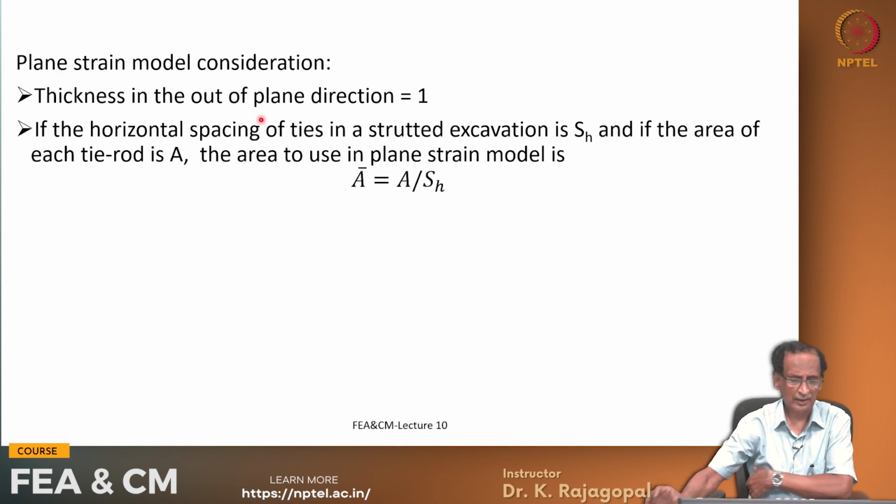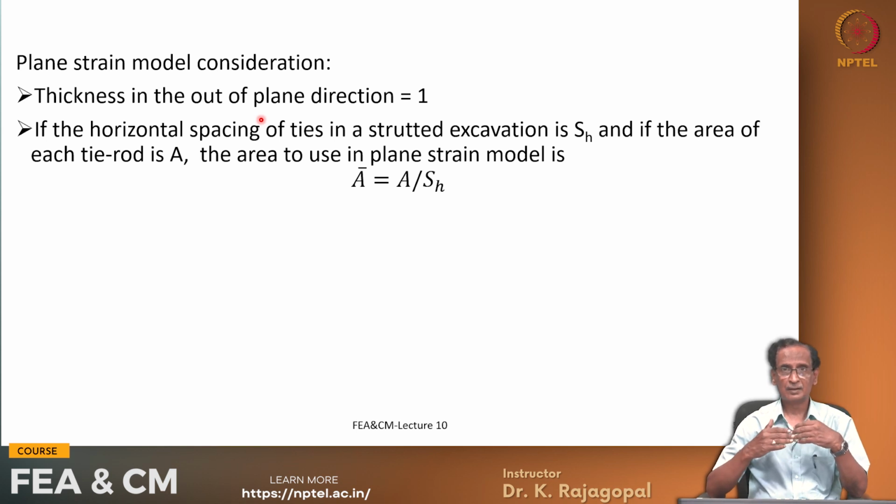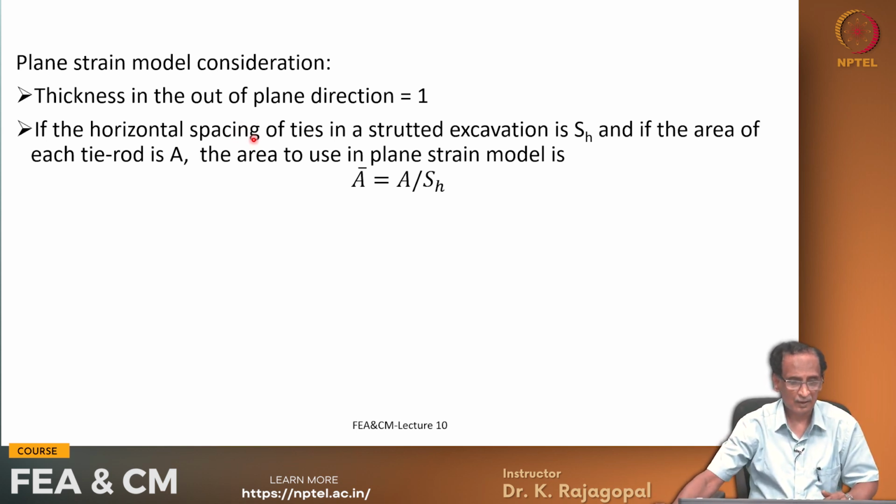And so, our thickness for plane strain case in the out-of-plane direction is 1, and if your horizontal spacing of the ties in a strutted excavation is SH, so actually these are the compression members, it should be just bar elements, is SH, and if the area of each bar is A, then the area to be used in the plane strain model is A by SH.